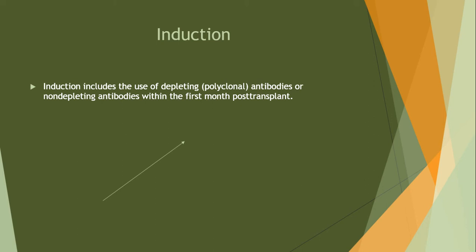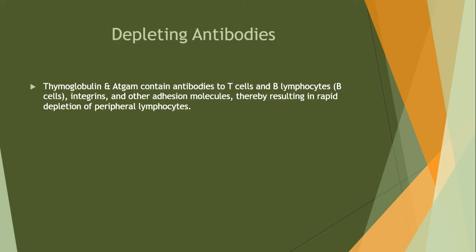So, induction. I drew you an arrow with head up because we highly suppress the immune system. So, induction includes the use of depleting polyclonal antibodies or non-depleting antibodies within the first month post-transplant. Depleting antibodies: Thymoglobulin and Atgam contain antibodies to T cells and B lymphocytes, B cells, integrins and other adhesion molecules, thereby resulting in rapid depletion of peripheral lymphocytes.